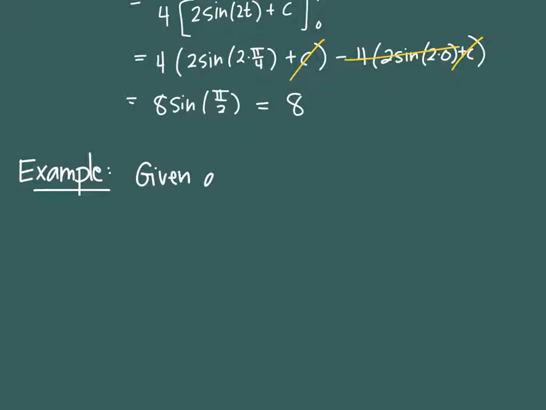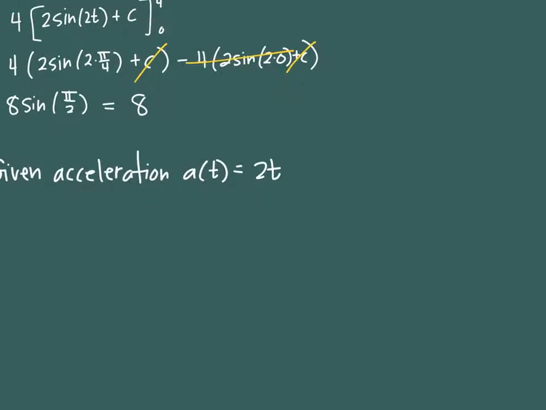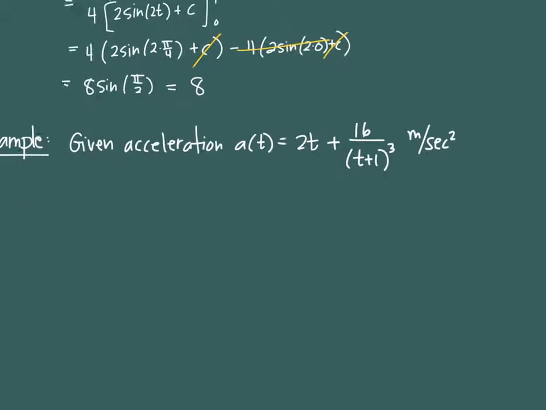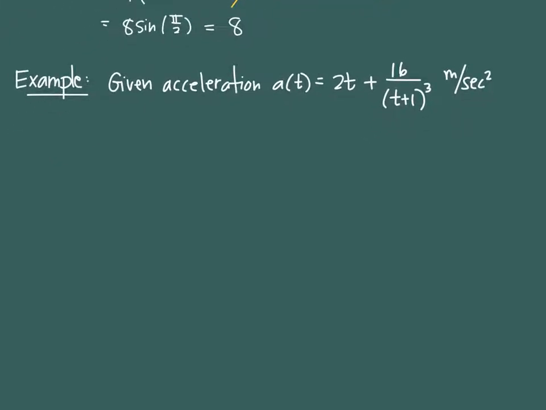All right, now we're going to start with acceleration. So we're going to take acceleration, and I'm going to give it to you as 2t plus 16 over the quantity t plus 1 cubed. That's measured in meters per second squared. So that's what we're given. And the time interval is going to be time greater than or equal to 0.